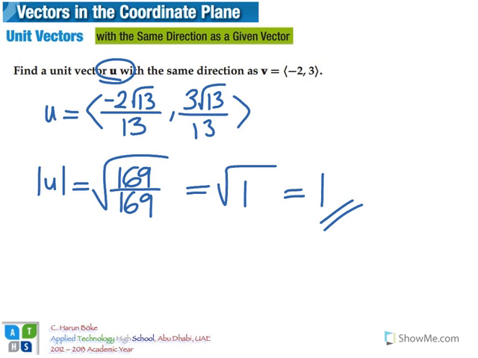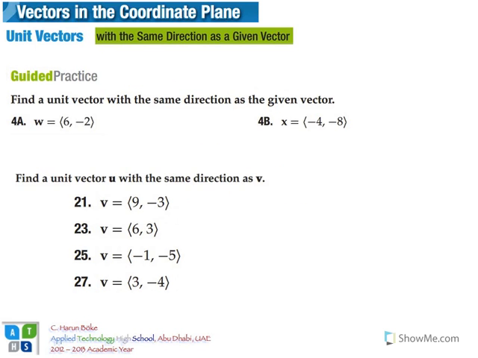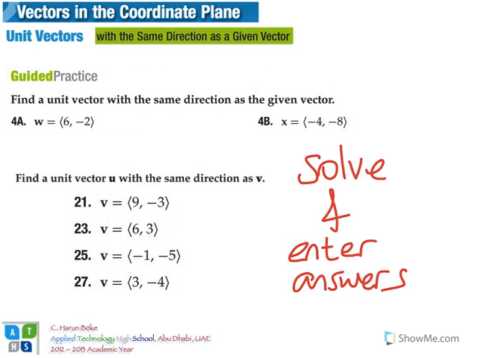Now it is your turn. Find the unit vectors with the same direction as the given vectors. Here you will do the same thing. If you want to check whether your answer is a unit vector or not, you can just calculate the magnitude of the vector you found. If it is 1, then it's a unit vector. So you can check your answers like that. But here it doesn't say check, so you are free. Solve these questions in your notebooks and enter answers in the answer sheet.